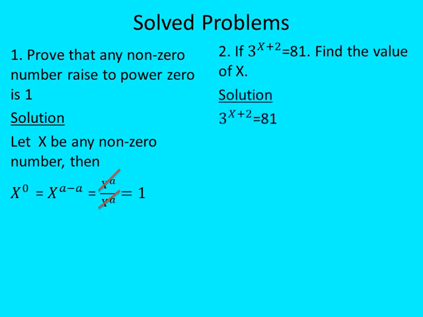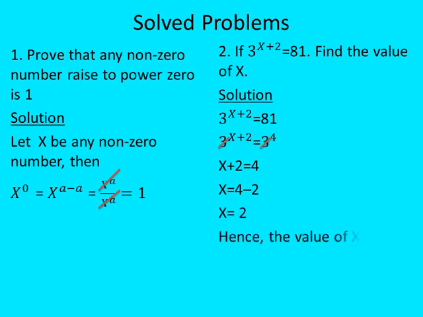3 raised to power x plus 2 is equal to 81. Here, 3 is the base, so we have to express 81 as power of 3. That is 3 times 3 times 3 times 3 will give us 81. That's 3 raised to power 4. So we have 3 raised to power x plus 2 is equal to 3 raised to power 4. So we cancel out the base and we equate the powers. We have x plus 2 is equal to 4, x is equal to 4 minus 2, and x is equal to 2. Hence, the value of x is 2.